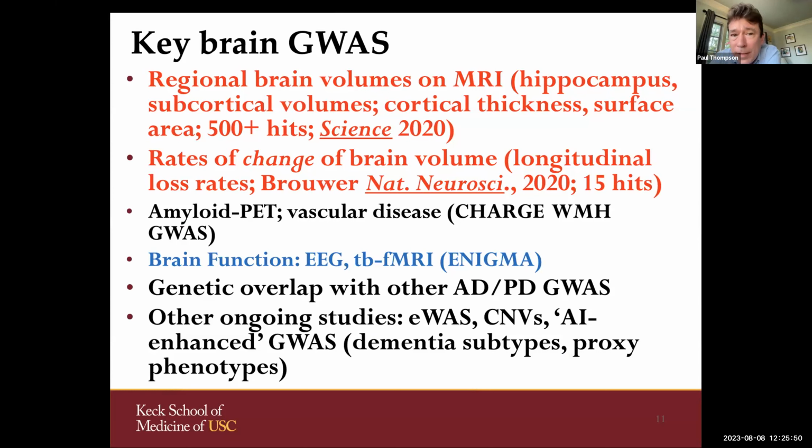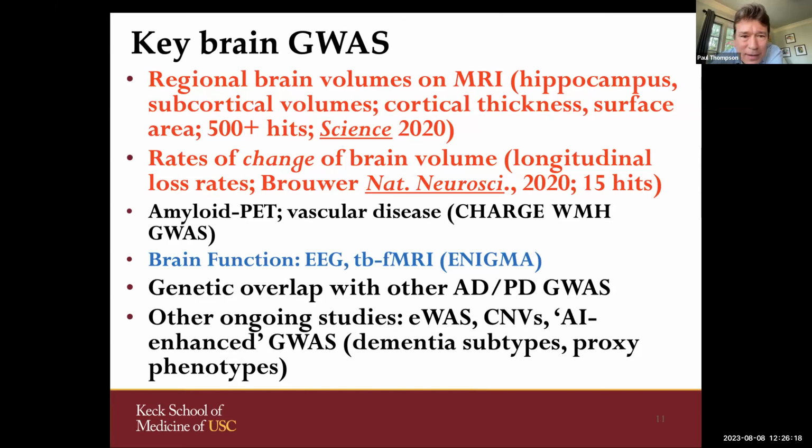There's a new GWAS on rates of change of brain volume. So if you were to measure the interval change in hippocampal volume or other volumes on MRI, you could ask the question, are there any loci associated with that? Now that GWAS has over 10,000 people, not quite as many as the first one, but it already has 15 hits. There's a great study many of you took part in, last author Carlos Cruchaga, on amyloid PET. I'll tell you about that later.